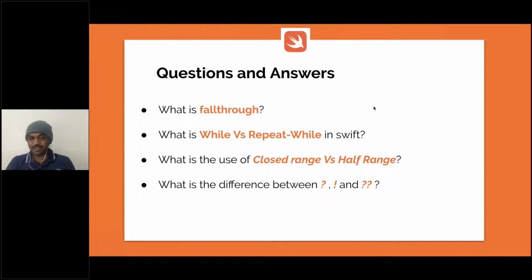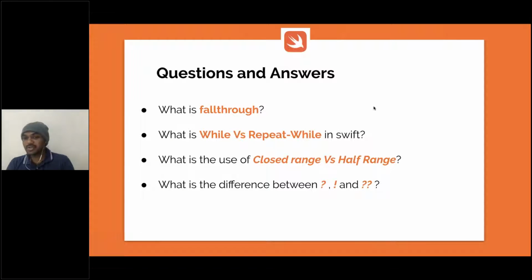Then what is the use of closed range or open range? The closed range is used to travel from A to B, which includes B also, whereas the open range travels from A to B but doesn't include the B value. That means we can say the closed range looks like less than or equal to, whereas the open range is exactly the same as just less than. So closed range is equal to less than or equal to behavior, whereas open range is equal to less than behavior only. Then what is the difference between question mark, exclamation mark, and double question mark?